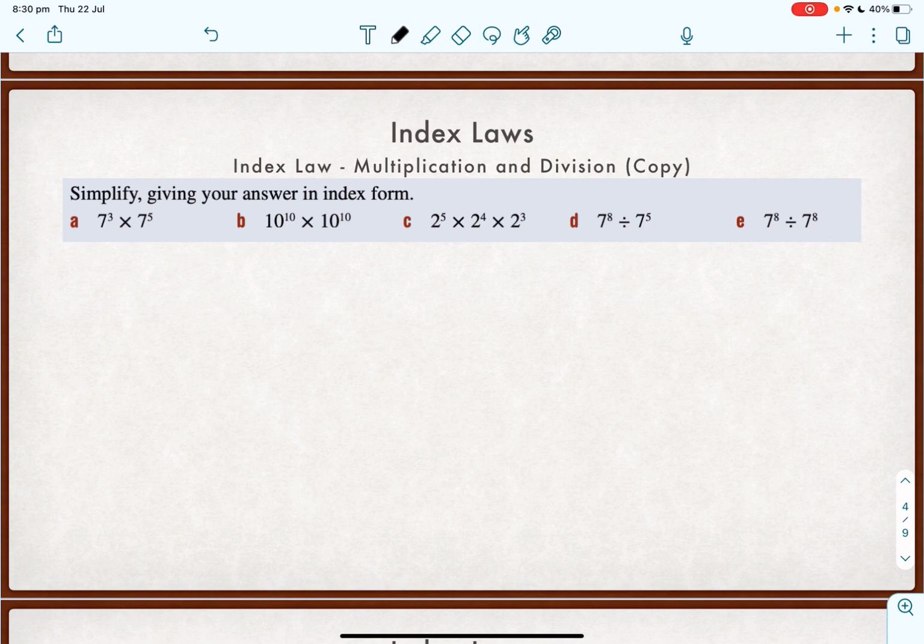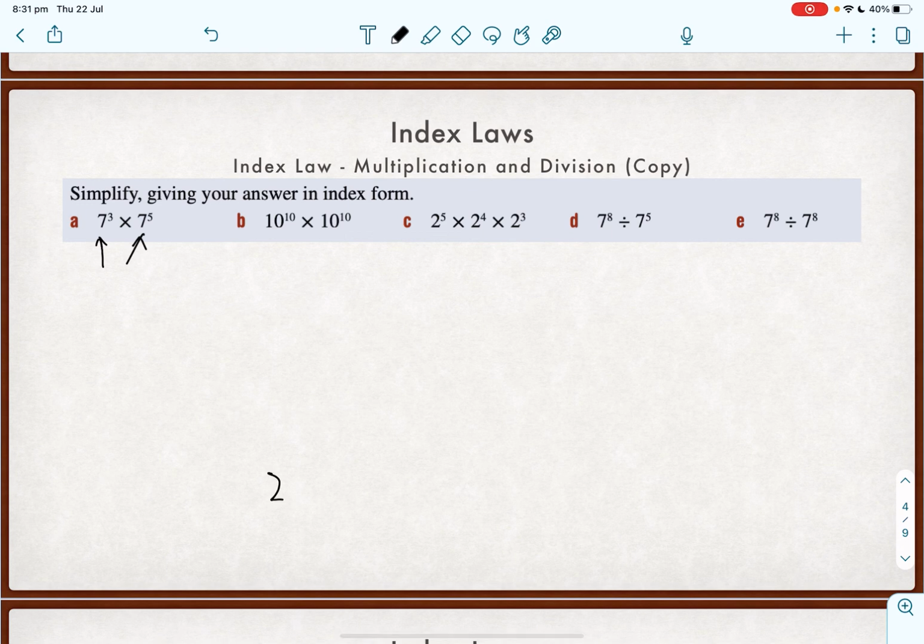Now we've got index laws. We split them into 2 parts: multiplication and division, and then the next part is the power to the power. We do that a little bit later. So let's look into multiplication and division first. Okay, so index law only works with the same base number. So if you have the same base, like 7 to the power 3 times 7 to the power 5, then we can use index law.